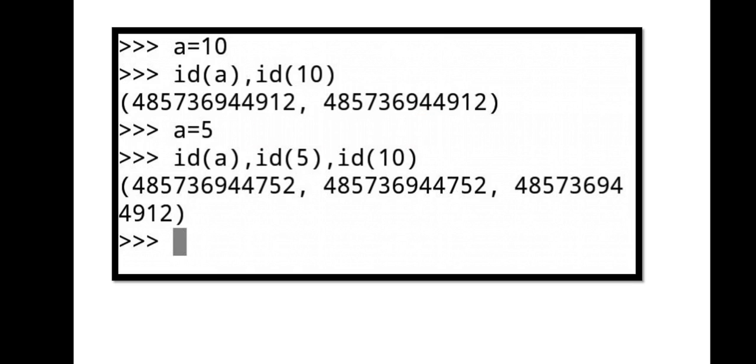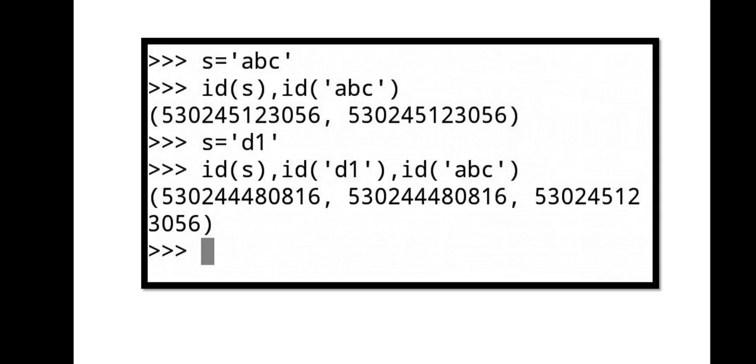Now what I have done, I have changed the value of a to 5. Now a is referencing the value 5. Now when I have displayed the address of a, the address of 5 and the address of 10, you can see that the address of a and the address of 5 are the same, but it is not the same as the address of 10. That means when you have changed the value of an immutable variable, its memory location has also changed.